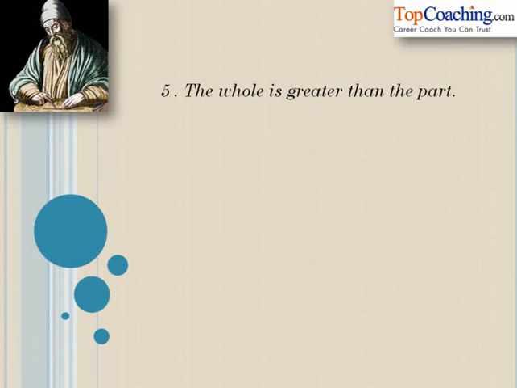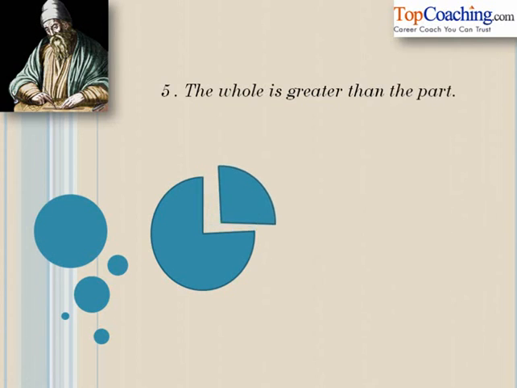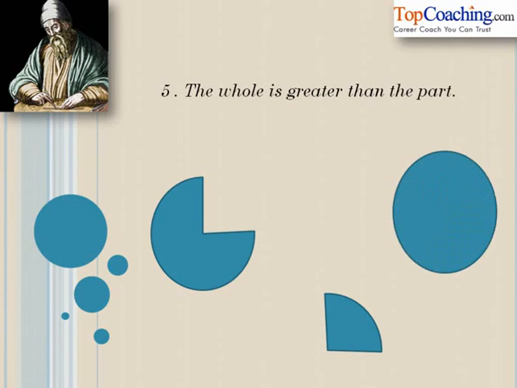The fifth is, the whole is greater than the part. Whole portion is always greater than the part of that whole. For example, if we have a circle and if we take out a part from this circle, then we have been left with two parts. Now, initial was this circle. Now we can clearly see that this part is smaller than this part, and also this part is smaller than this part. And these two are the constituent parts of this whole circle. We see that the whole is greater than individual parts.